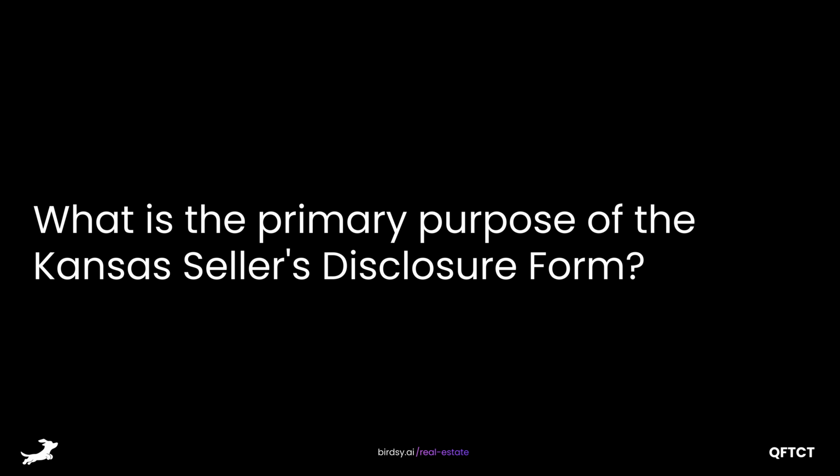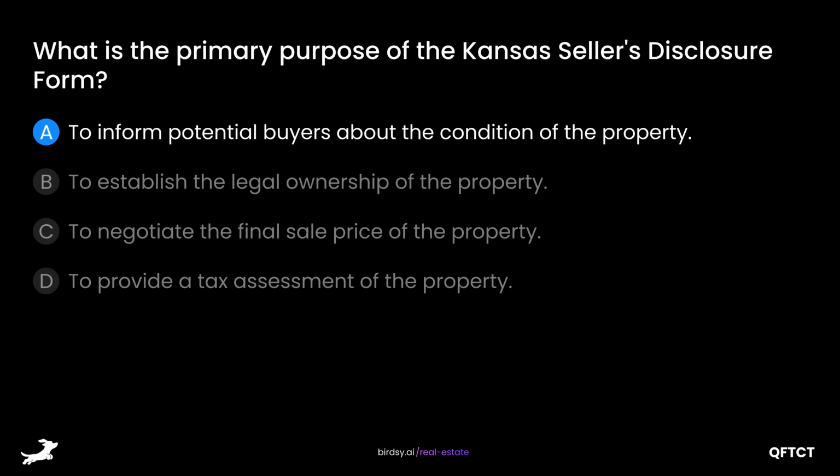What is the primary purpose of the Kansas seller's disclosure form? Is it A, to inform potential buyers about the condition of the property, B, to establish the legal ownership of the property, C, to negotiate the final sale price of the property, or D, to provide a tax assessment of the property?